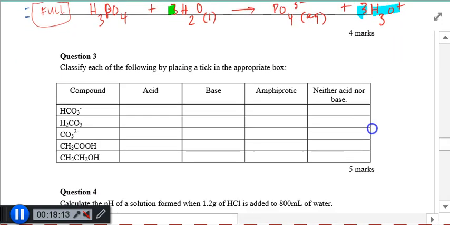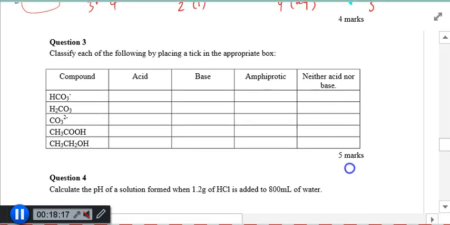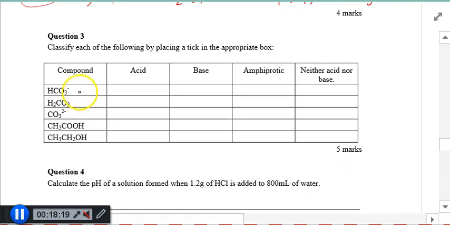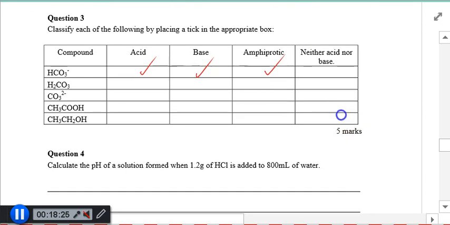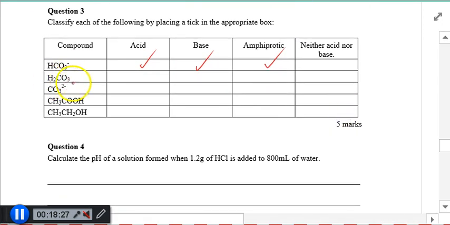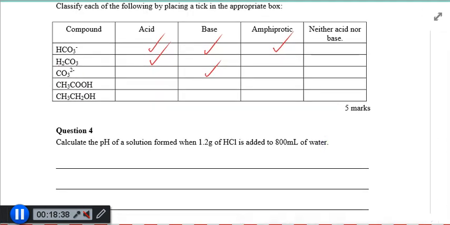Rightio. Classify each of the following by placing a tick in the appropriate box. HCO3-, and that's amphiprotic because it can gain a proton or it could give away a proton, so it's an acid and a base, so therefore it's amphiprotic. Carbonic acid can't really gain a proton, so it's only really an acid. CO3 2-, that is a base, can't give any protons, so it's not an acid.